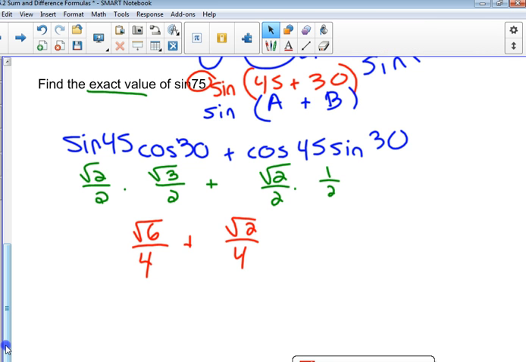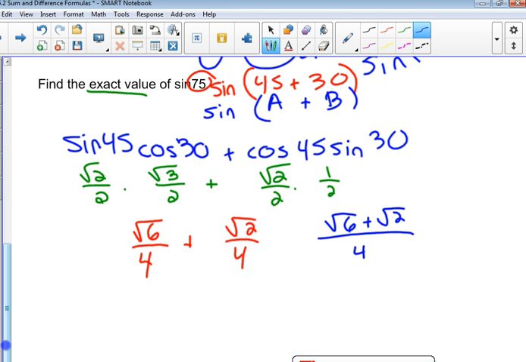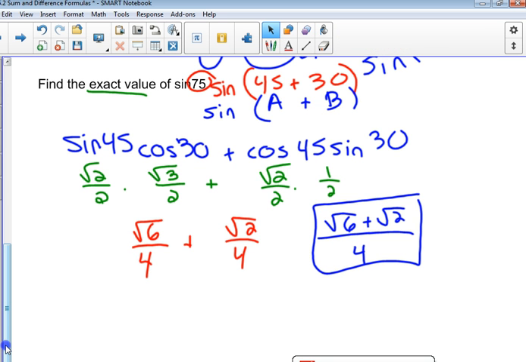Now, can we add radical 6 and radical 2? Are those like radicals? You're right, Matt. You just leave it. Good. Radical 6 plus radical 2. Since you do have a common denominator, we just put it all over 4. Okay? You could get funky looking stuff like that, right? As long as these are different radicands, you can't add them together.